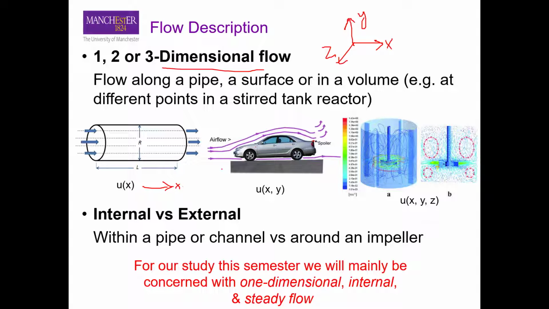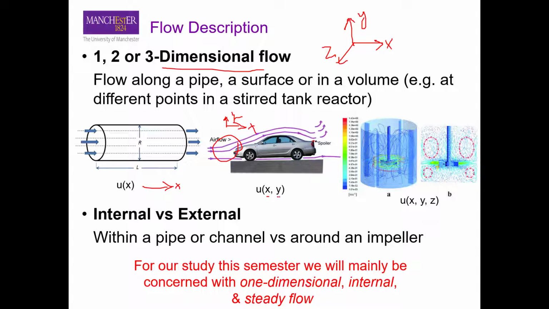We can also have situations where we are looking at two-dimensional velocity. For example, here we are looking at the aerodynamics of this car. We have one component of velocity in the x direction, and then we have another component, as you can see here, that is changing with respect to the y direction. So we have two components of velocity. It means that v or u depend on the x component and the y component.